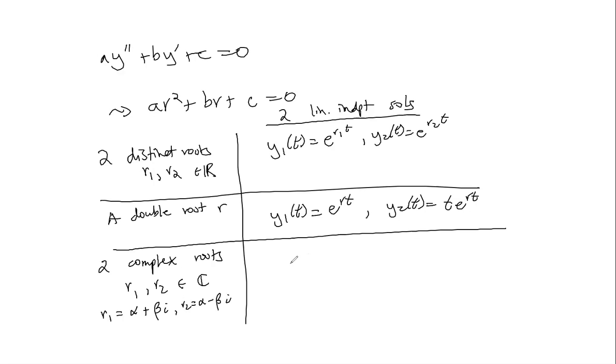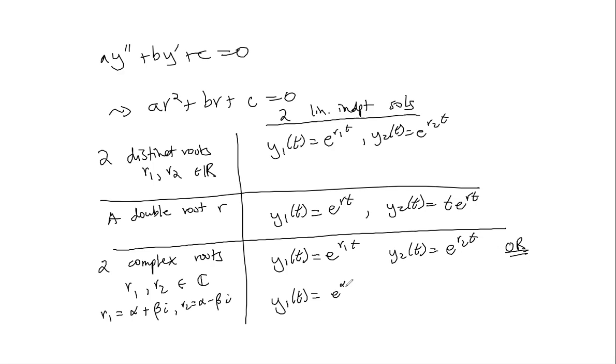Then you get two linearly independent solutions, and you can write them the same way: y1 of t equals e to the r1 t, and y2 of t equals e to the r2 t, where r1 and r2 are now complex numbers. But there's maybe a better way to write this because these functions are not real valued. If you want a real function that describes your solution, you want to rewrite them as two linearly independent real valued functions. And so you can write them as such.